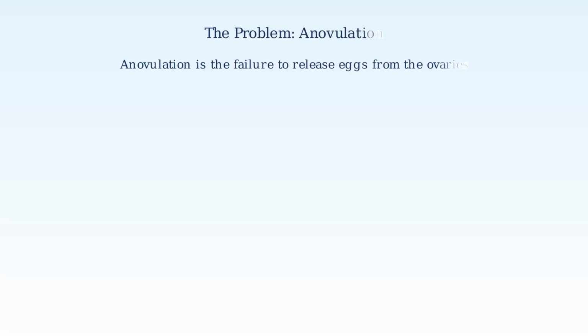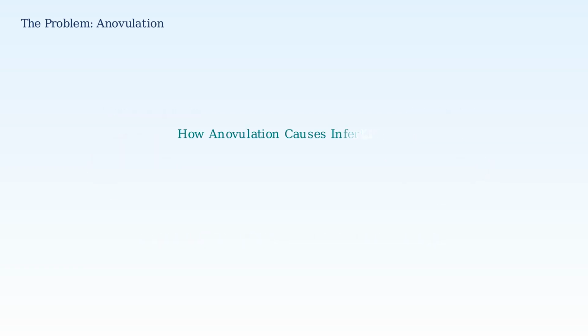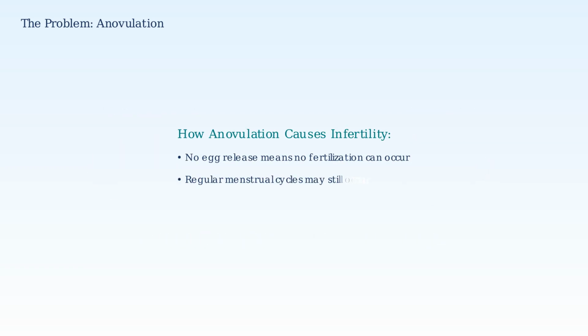Anovulation is the failure to release eggs from the ovaries. Let's compare normal ovulation to anovulation. In normal ovulation, a mature follicle releases an egg from the ovary. In anovulation, this egg release fails to occur. Anovulation is a common cause of infertility. Without egg release, pregnancy cannot occur, even if other reproductive functions are normal.